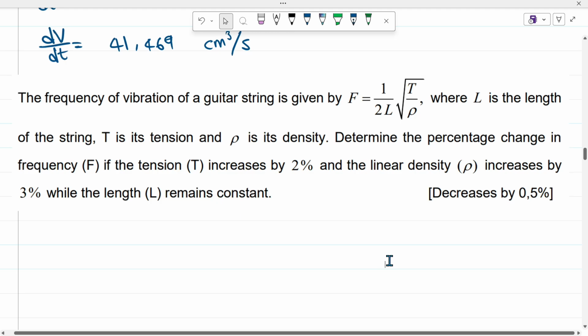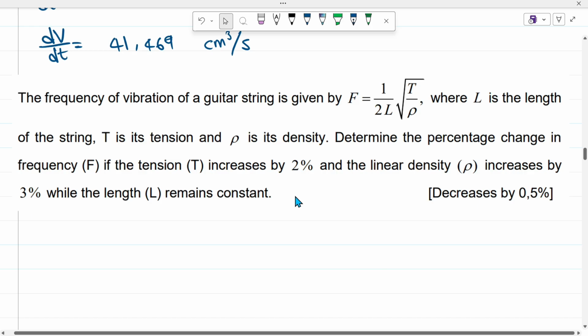All right, let's quickly do this question. We're told that the frequency of vibration of a guitar string is given by f equals 1 over 2L multiplied by the root of T over density, where L is the length of the string, T is the tension, and rho is its density. Determine the percentage change in frequency f if tension T increases by 2% and linear density rho increases by 3% while the length remains constant.